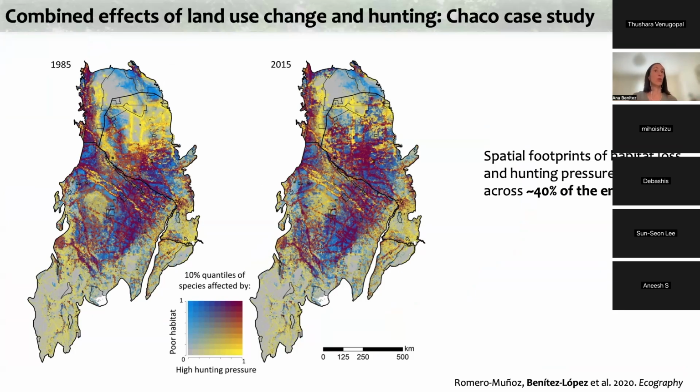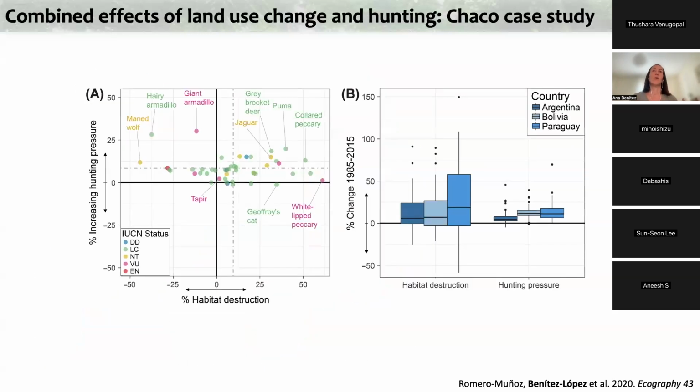So that was in blue, poor habitat, so habitat loss or habitat of lower quality because of anthropogenic conversion, or areas with high hunting pressure. And then we see, especially in Paraguay, which is this area where there was hunting pressure in the past, but now there's been a major expansion of cattle ranching and land conversion, which has made this area way more purple. In general, what we estimate is that the footprint of both pressures has increased and expanded and now covers 40% of the entire Chaco. And this is not affecting all species equally.